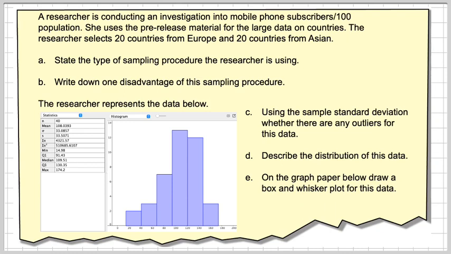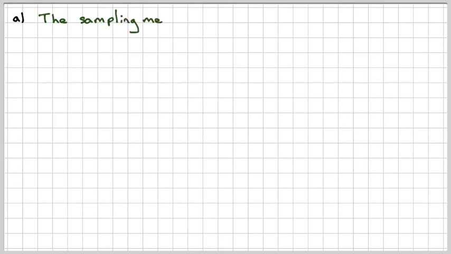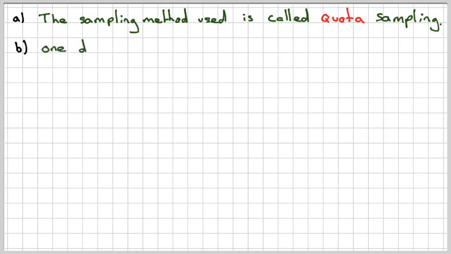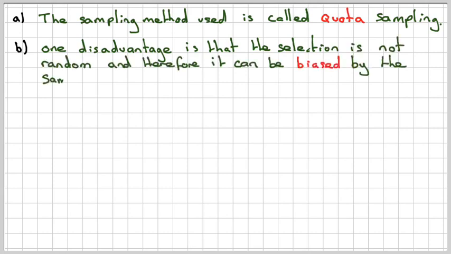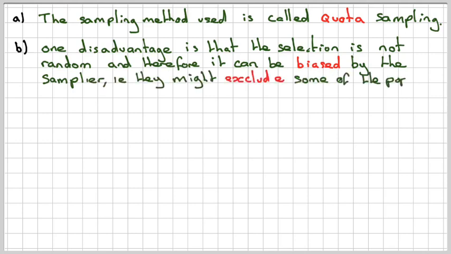Okay, so the sampling method used is just called quota sampling, where you take 20 from one, 20 from the other. One disadvantage of this is that the selection is not random and therefore can be biased. This word will come up quite a lot when you talk about disadvantages, and therefore you might exclude some of the population in doing this method.